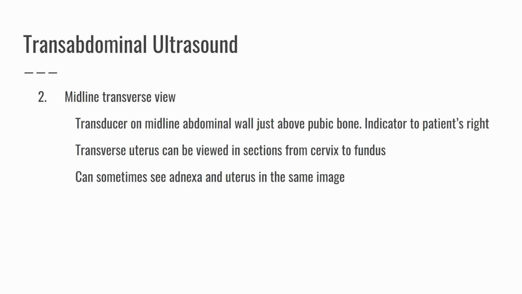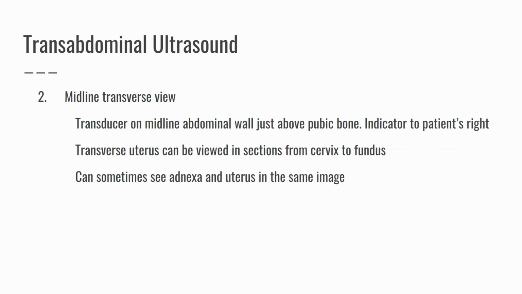Cool. Okay, the second view on the transabdominal protocol is the midline transverse view. So you're just going to turn your probe 90 degrees counterclockwise, with the indicator to the patient's right. And again, same thing, right above the pubic bone. It is much lower than you think, so be sure to appropriately drape your patients. This view will show you the transverse uterus in sections from the cervix, and then you can fan all the way to the fundus.